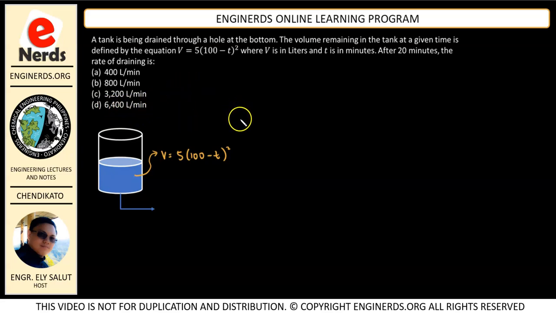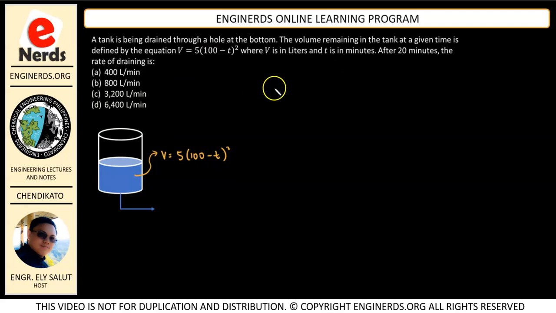Okay, so how do we know that this is an application of rate para sa differential calculus? So we have to understand that ang hinahanap sa atin dito is yung the rate of draining after 20 minutes. Okay, so hindi volume ng ating liquid ang tinatanong after 20 minutes, but rather yung rate of draining after 20 minutes. So therefore, kailangan nating makuha our rate equation. So how do we do that? We need to take the differential of our given equation.